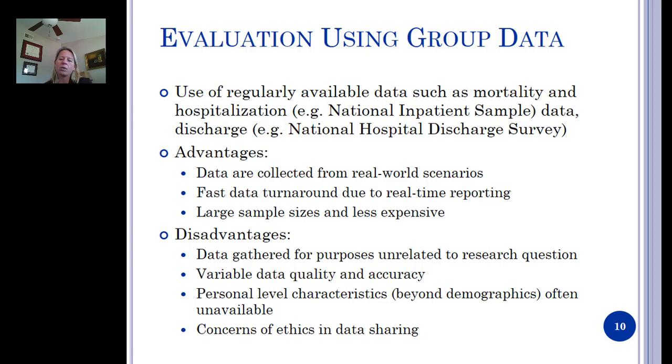And then lastly, I have a bullet about concerns about ethics and data sharing, and this is germane to all sorts of research. But there are ways to deal with this concern when using group-level data as well as person-level data. I just highlight that because anytime you embark into a study using patient-level data, you have to be concerned about the ethics.